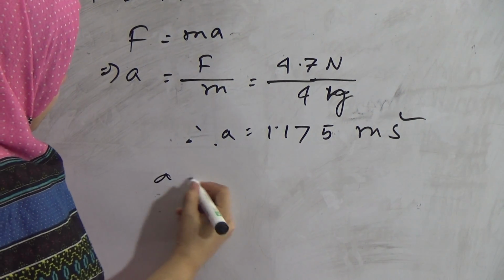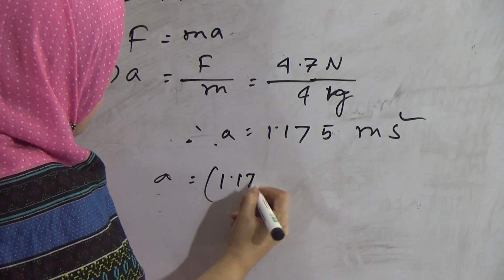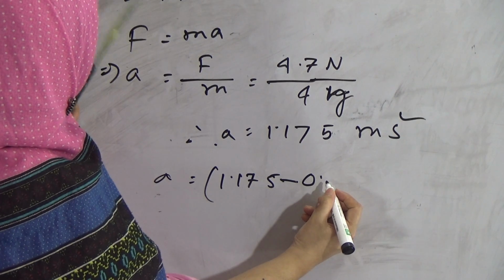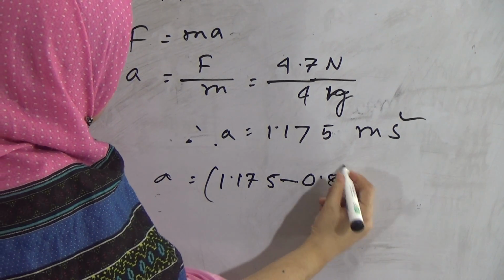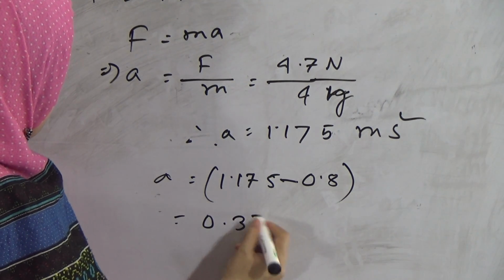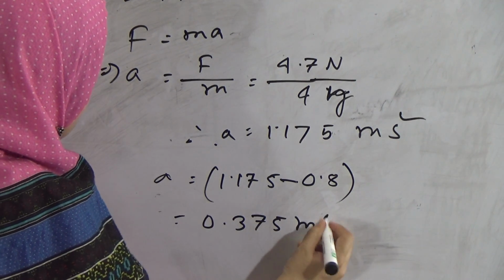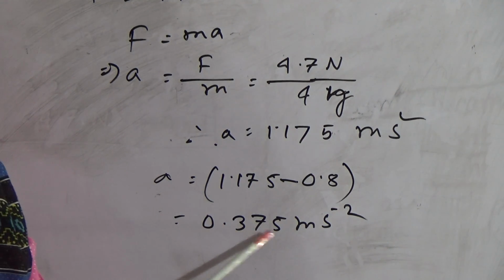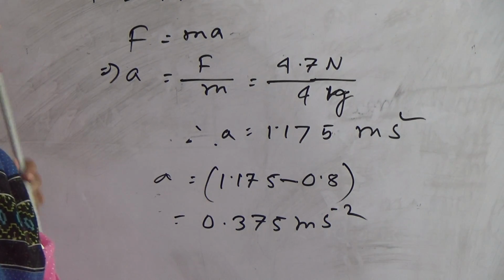So it will be A equals to 1.175 minus 0.8, and that is given in the stem. That means it will be 0.375 meter per second square. Okay, and this is the answer. The change of the acceleration in frictional and frictionless floor is 0.375 meter per second square.